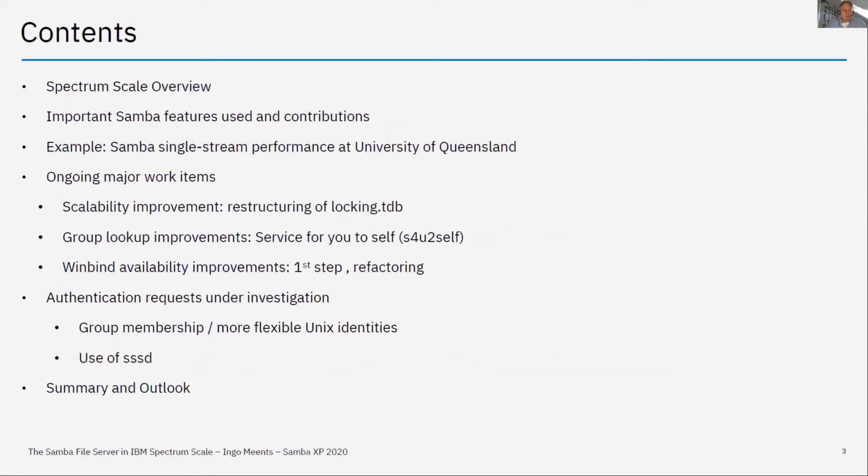All right, so what do I have prepared for today? A quick overview of Spectrum Scale. Then I'd like to go briefly through the important features and contributions that matter for our customers, so that Samba, Scale and GPFS work well in their environment. I have one performance sample slide of a customer I'm allowed to show here. Then I'd like to mention the major work items we are currently working on. Besides support, defect fixing, test, and so on, we currently have time to work on three major development topics. And then I'd like to open the field for authentication requests, which are currently under investigation and have caused some headaches at customers. Let's see how this goes.